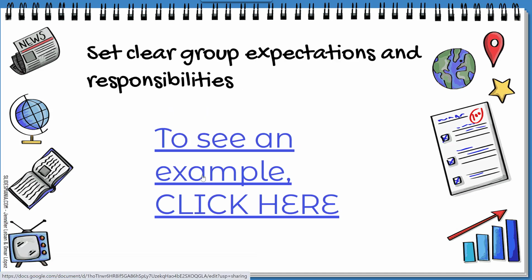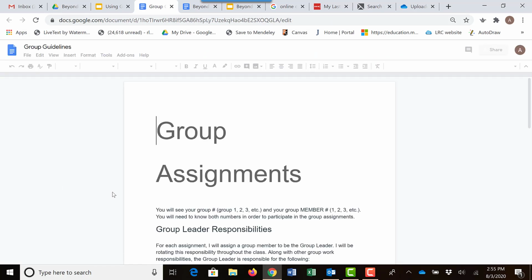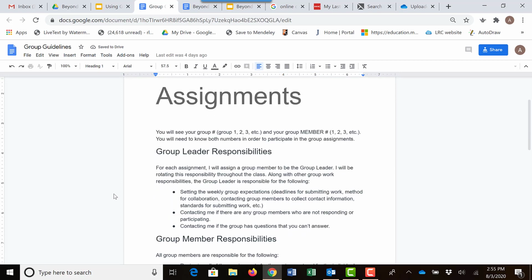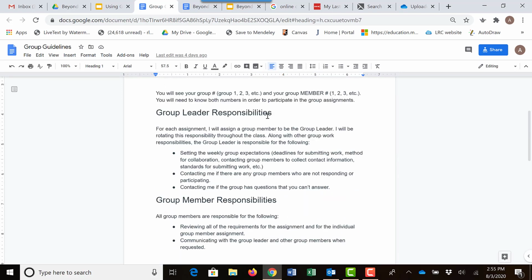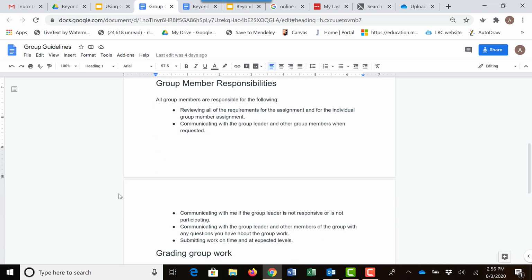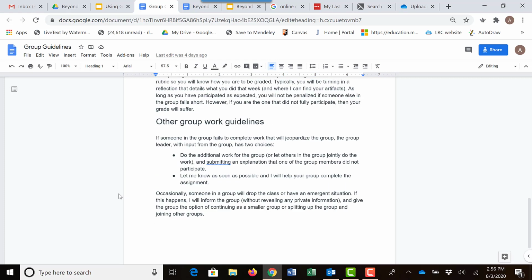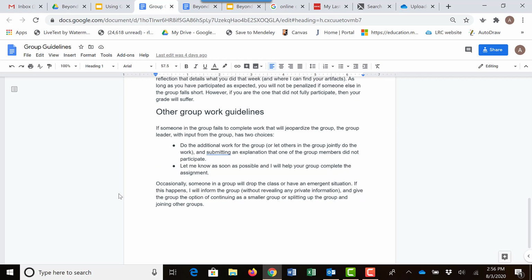I also make sure that I set clear group expectations and responsibilities. So I'm going to show you an example of this. This is what I would put on my homepage of my class. I talk about group leader responsibilities. I rotate group leaders. And so this talks about what the group leader needs to do. I talk about the group member responsibilities and give them some clear, overall guidance. I talk about grading the group work and how I will grade it, and just give some other general guidelines for my groups.